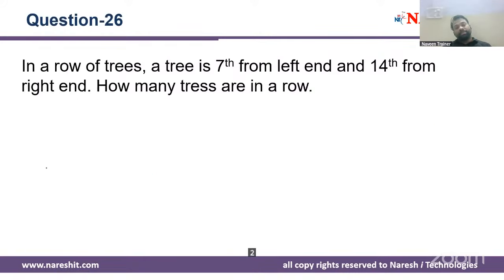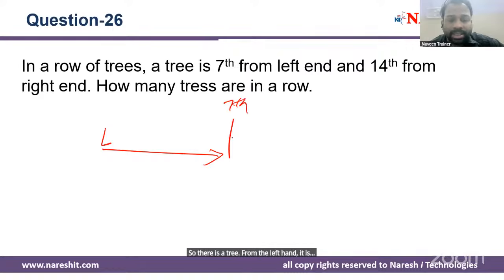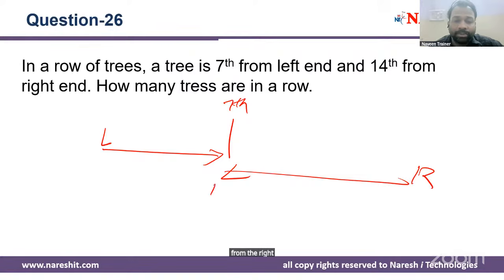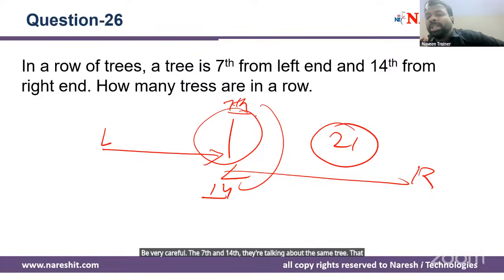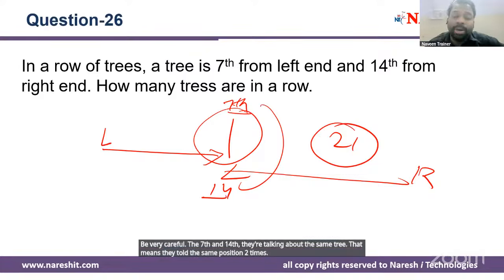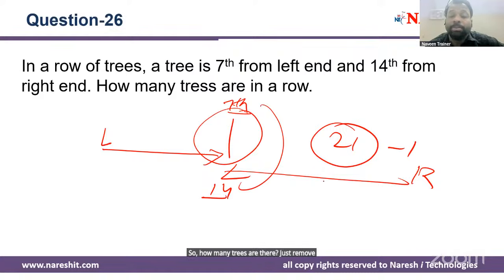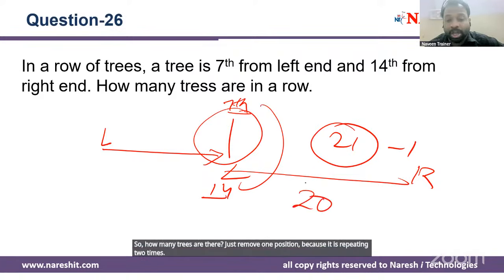Question 26. In a row of trees, a tree is 7th from the left hand and 14th from the right hand. So there is a tree that from the left hand is 7th, and the same tree from the right hand is 14th. 7 plus 14 is 21. But be very careful. The 7th and 14th, they're talking about the same tree. That means they told the same position two times. So how many trees are there? Just remove one position because it is repeating two times. So there are 20 trees only.